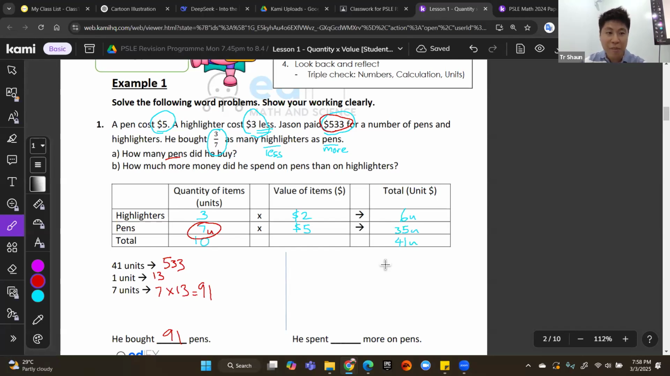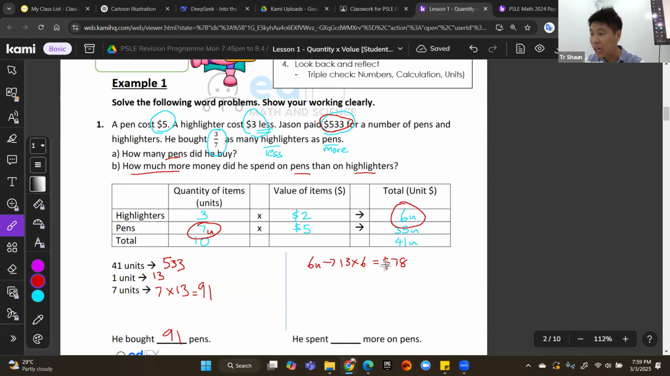Okay, so now the next part says, how much more money do you spend on pens than highlighters? How much more money? So we are going to compare the units. How much do you spend on highlighters? You can see here 6 units. So I find 6 units, which on this side will be 13 times 6. That will give me 78. So that's the amount he spent.